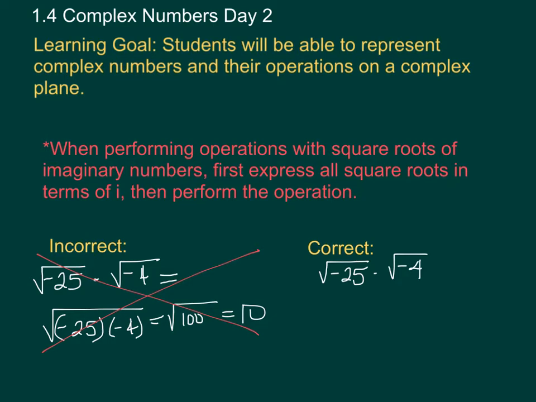So this one would be 5i, because that's a perfect square. And then the square root of negative 4 is 2i. Now you can multiply them together and get 10i squared. And remember, every time you see the i squared, you change it to negative 1. So your correct answer is negative 10.